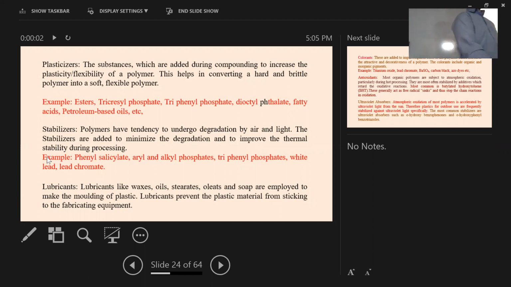You can have different types. Some of them are a little bit hard, and some of them very soft. Those which are very soft can be damaged quickly. Those which are hard can last a little bit longer. So if you add these types of materials, phenyl salicylate, aryl alkyl phosphate, triphenyl phosphate, white lead chromate, it can increase the stability of the polymers. Therefore, polymers have the tendency to undergo degradation by air and light. The stabilizers are added to minimize the degradation.